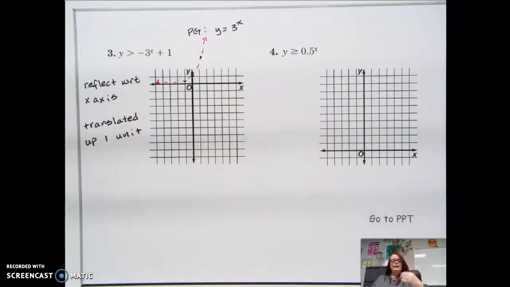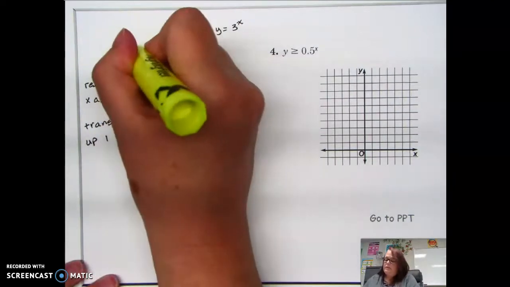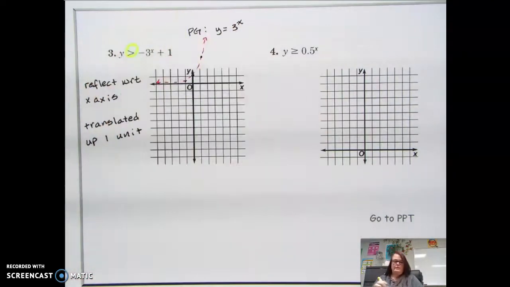And then when we're done, we're just going to have to pay attention to the fact that this no longer says equals, now it says greater than. I'll come back to that in just a moment.